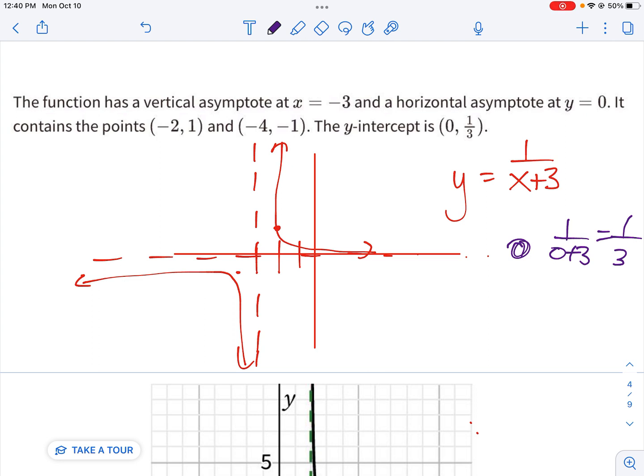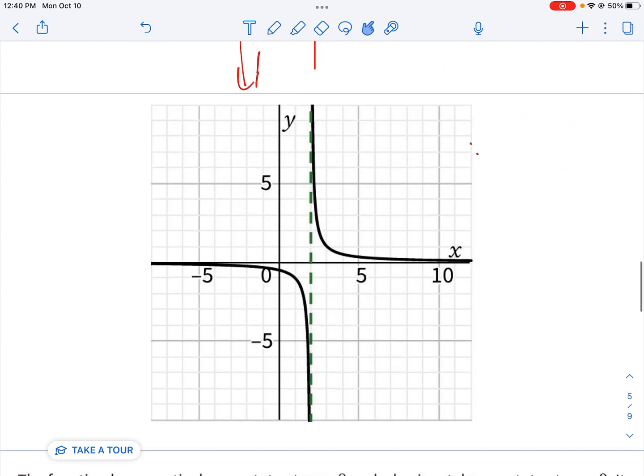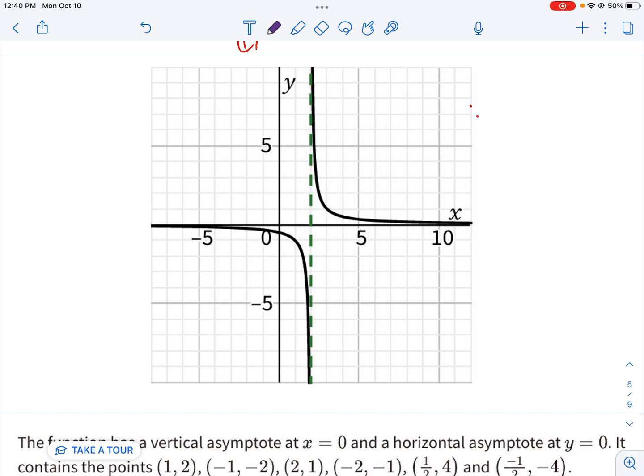So let's take a look at this next one here. So what happened to this one? Well, Miss Husing, it moved to the right 2. Well, how do we say to the right 2? Well, that would be 1 over x minus 2, since it shifted to the right.